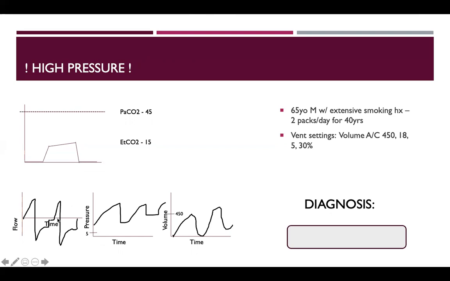And this is just me trying to recreate the auto PEEP situation, or the stacked breath. So as you can see, this is the flow suddenly reversing at the end of expiration, and then the ventilator taking over and shoving the next breath in. The pressure slowly increasing, and then the volume also slowly increasing.